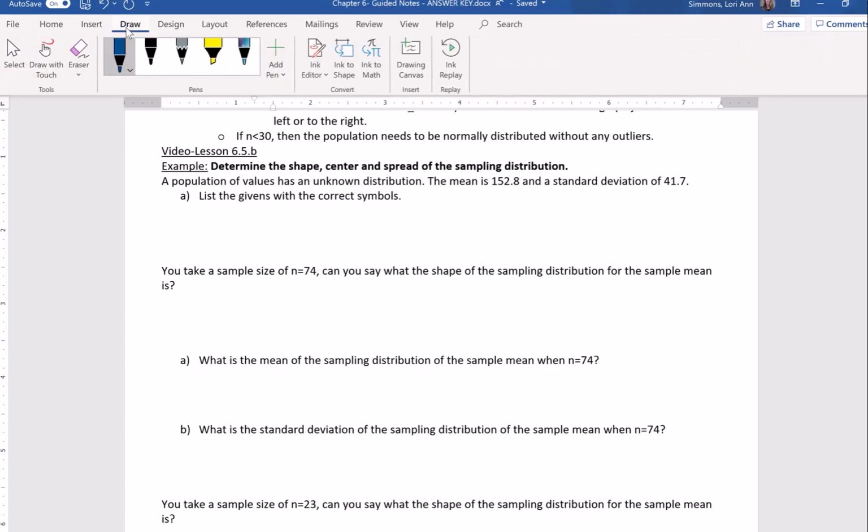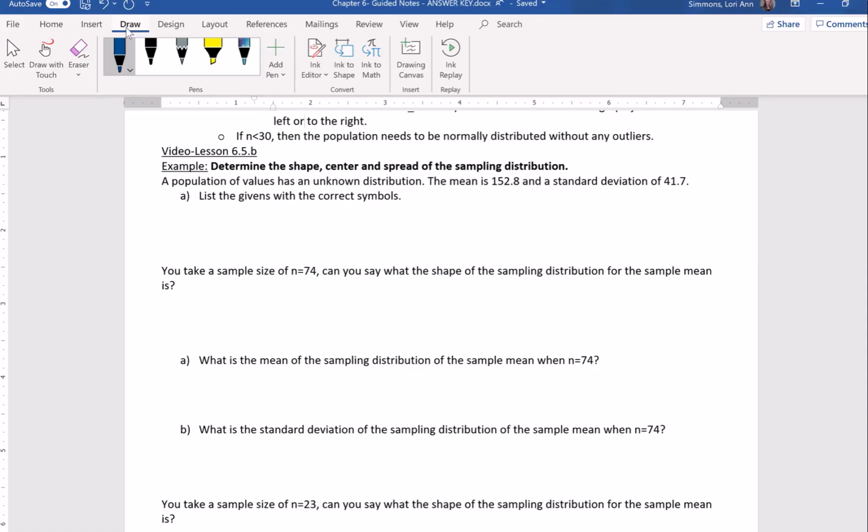Let's look at an example. Determine the shape, center, and spread of the sampling distribution. A population of values has an unknown distribution, so we don't know the shape. The mean is 152.8 and a standard deviation of 41.7. List the givens with the correct symbols.